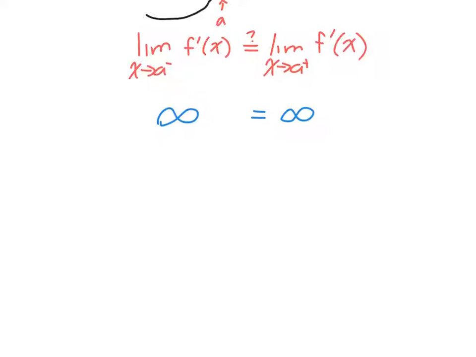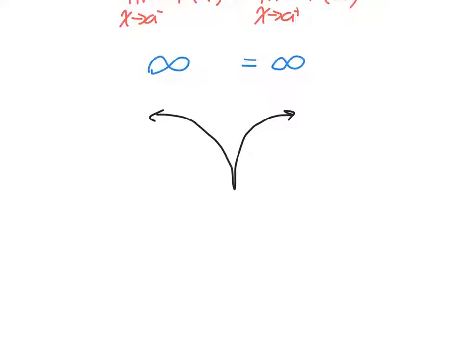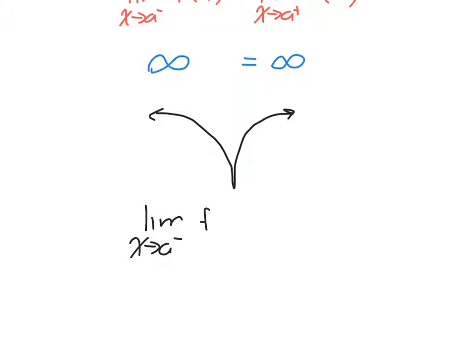a cusp, let me just turn the ruler off for a sec. Let me just put a cusp in here. And again, it would be the limit as x approaches A from the left of my derivative, and the limit as x approaches A from the right of my derivative. So I'll start on the right again. It's just easier for me with this tool.